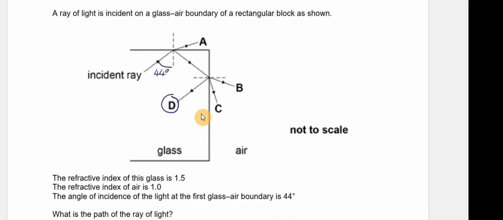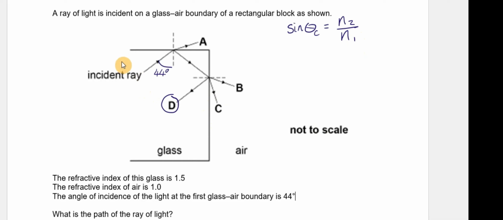Well, the first thing we have to establish is whether light is going to be reflected at this boundary or refracted. It'll be reflected if this angle of incidence is greater than the critical angle. You'll find an equation for the critical angle in your formula books. Sine theta of the critical angle is equal to n2 over n1, the refractive indices.